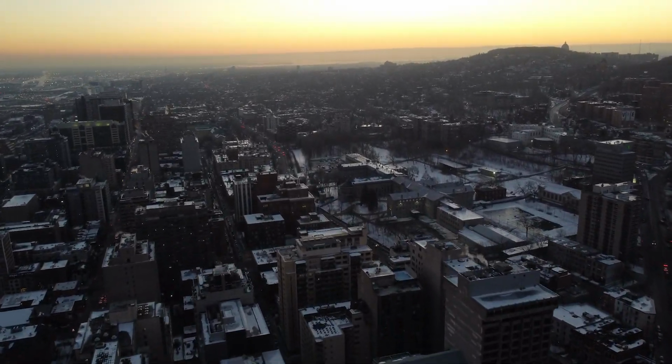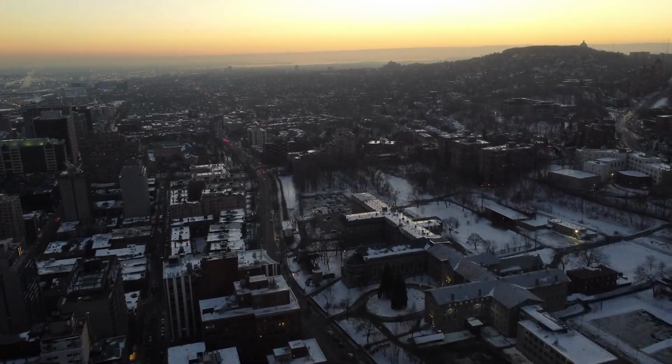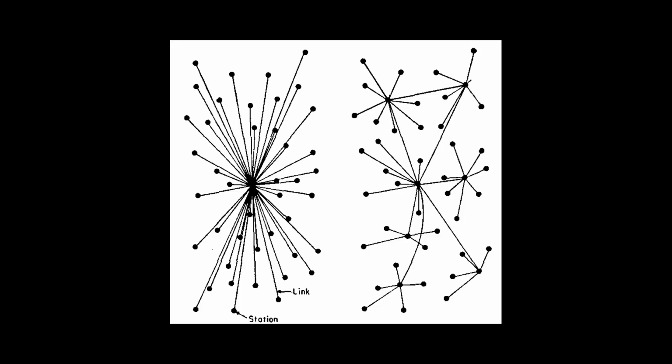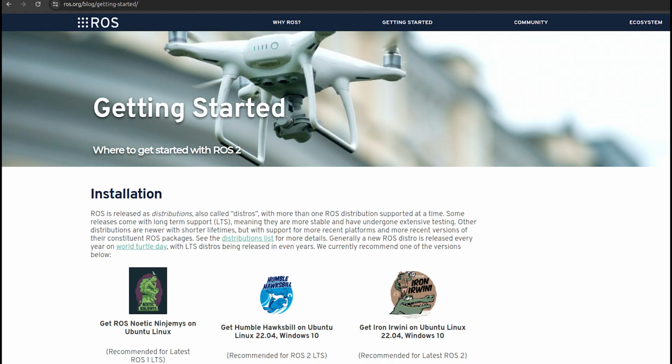Today we will compare the difference between ROS1 and ROS2. We know that the biggest difference between ROS1 and ROS2 is that ROS1 is a centralized network, while ROS2 is a distributed network. In ROS2, we no longer need to run the master or manually set the IP address, which simplifies the operation.